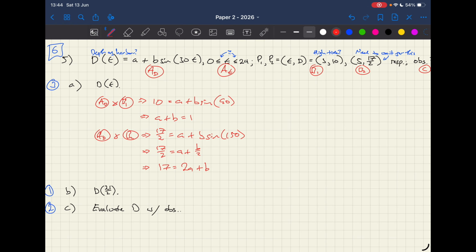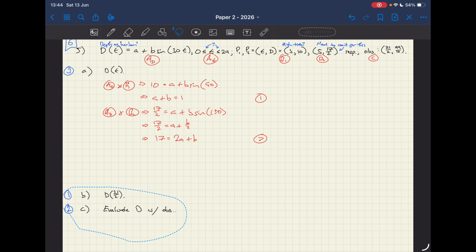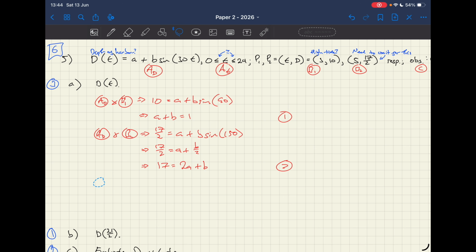Let's label these facts. That can be fact number 1. This can be fact number 2. Those together then, we can calculate A and B. Let's do fact number 2 take away fact number 1. What are we going to get? Well, doing the right hand sides, 2A plus B take away A plus B is an A. And then we have 17 take away 1.